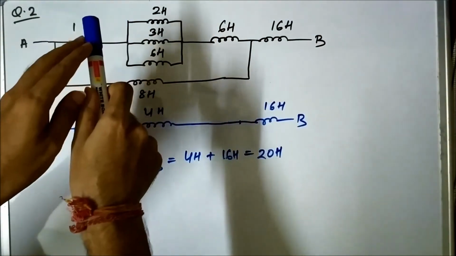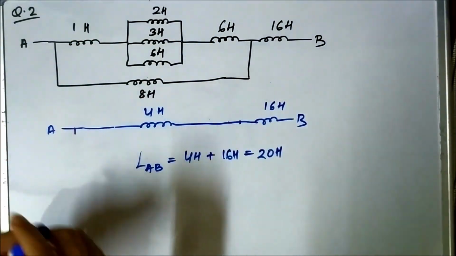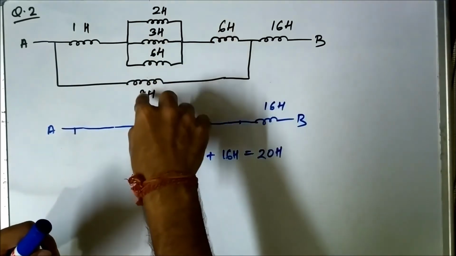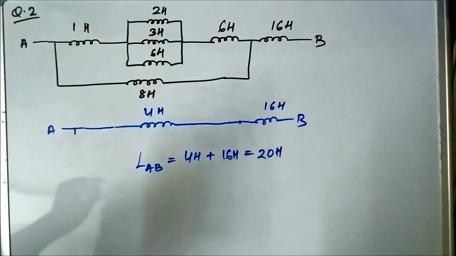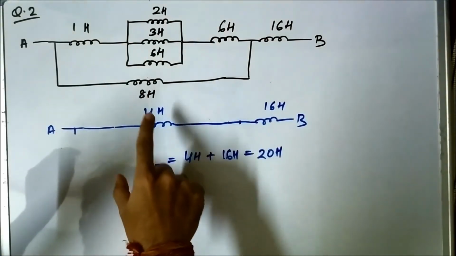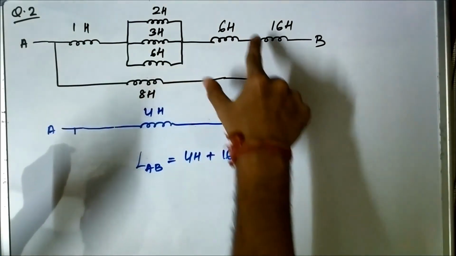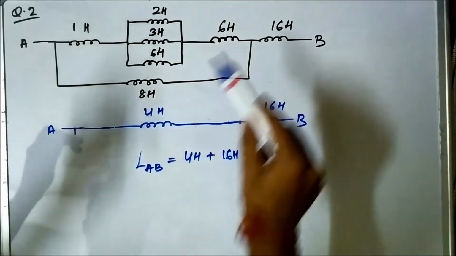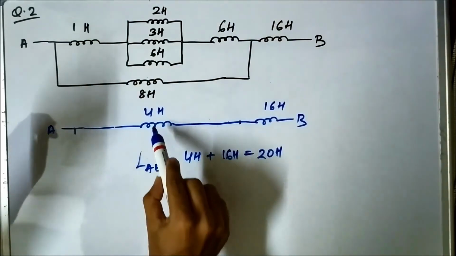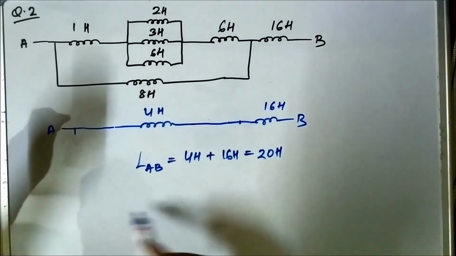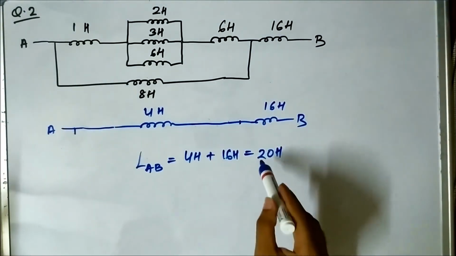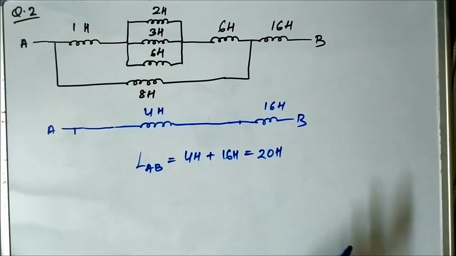So then you reduce that and convert them into one. Then that inductance and this 8 Henry inductance will be in parallel. So you reduce them into one inductance, and then finally this 4 Henry, which was the equivalent inductance of this portion, we added with 16 Henry to calculate the total inductance as L AB equals 20 Henry.